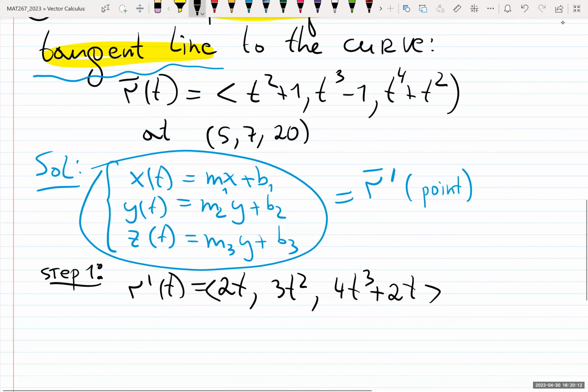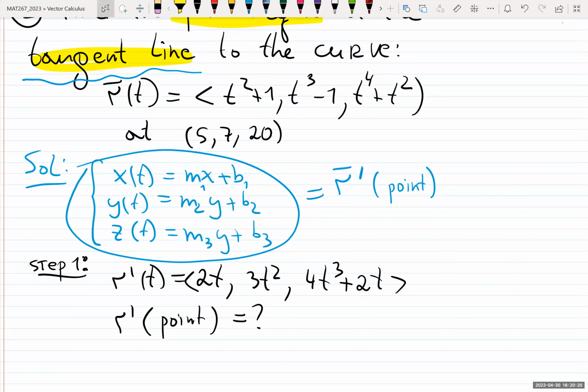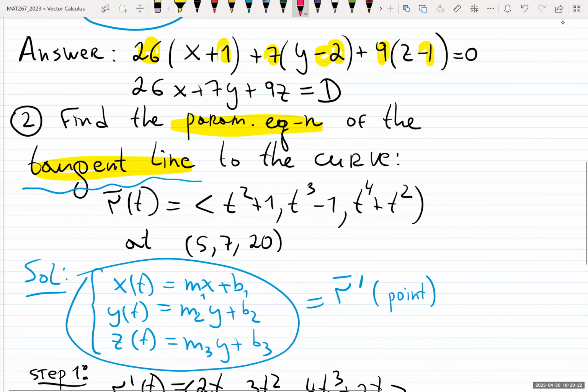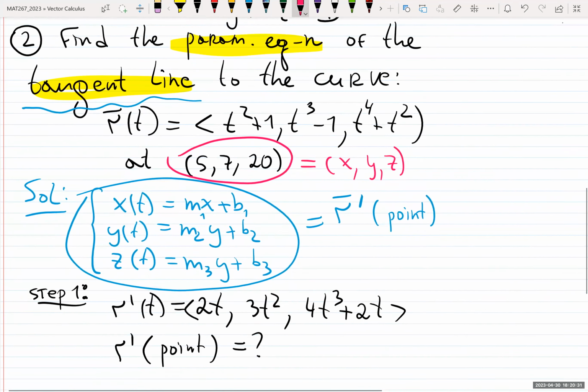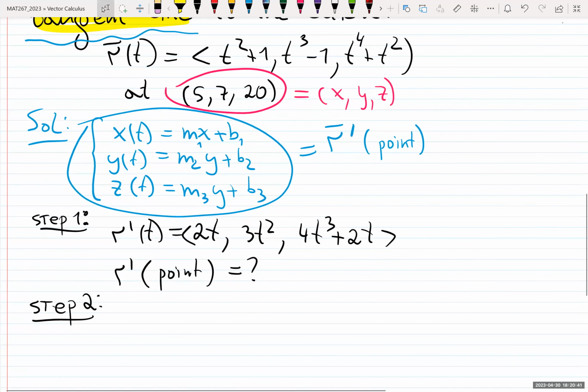Now we need to plug in a point. A point equals what? Well, in this case, I need to know t, but they gave me, wow, so tricky, they gave me not t. They gave me notation in terms of x, y, z. So unfortunately, that means I need to figure that out. So step 2 is an extra step. They could give me t, but they didn't on purpose. So they want you to figure it out.